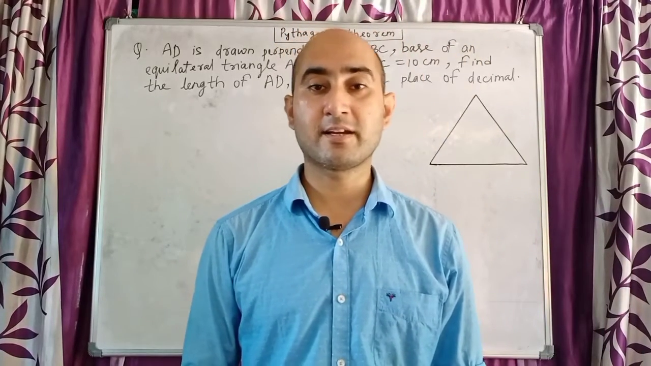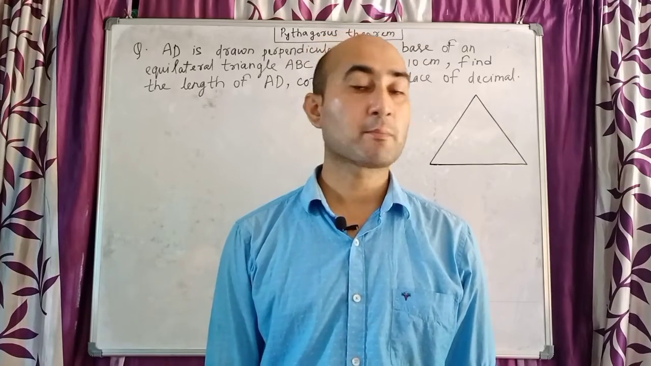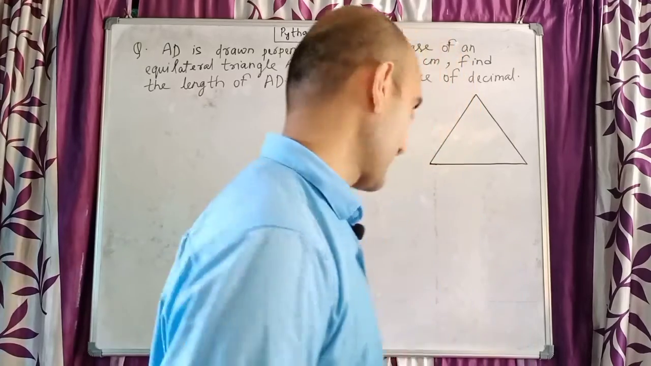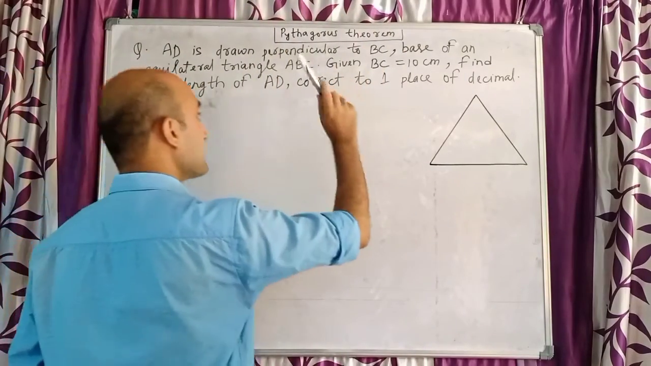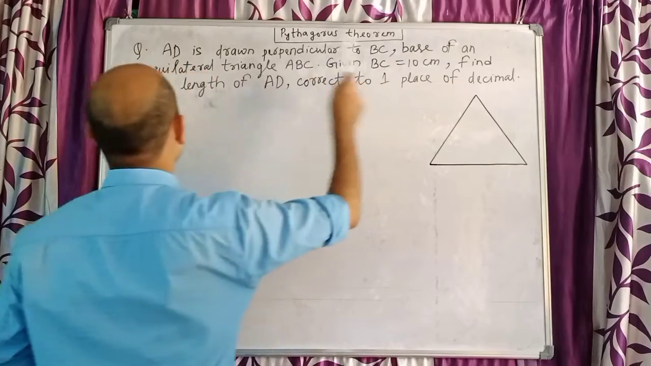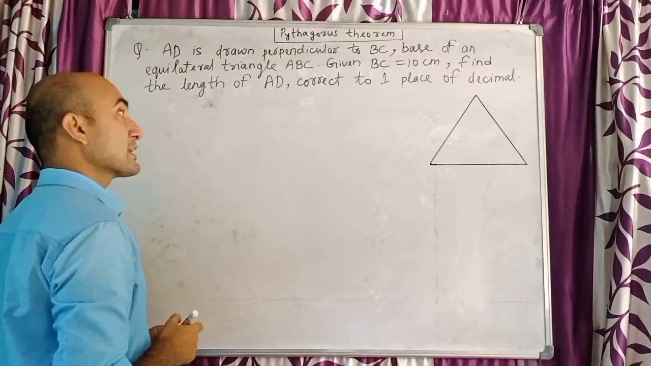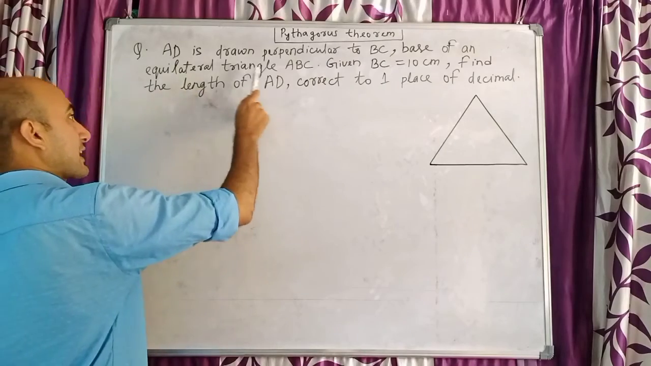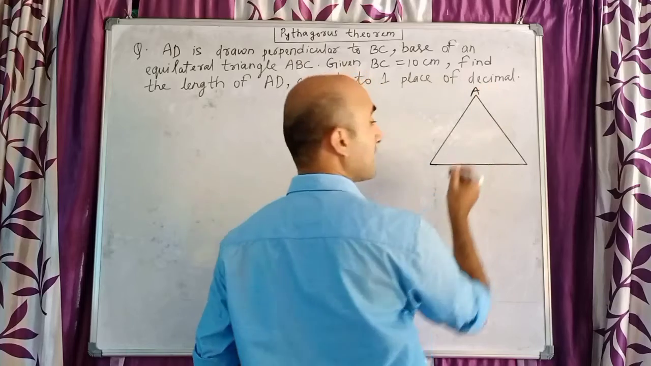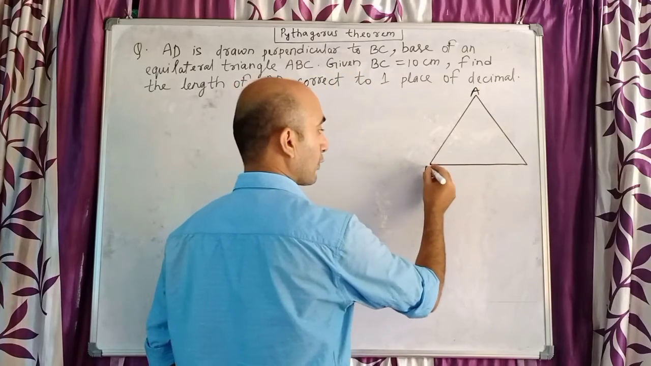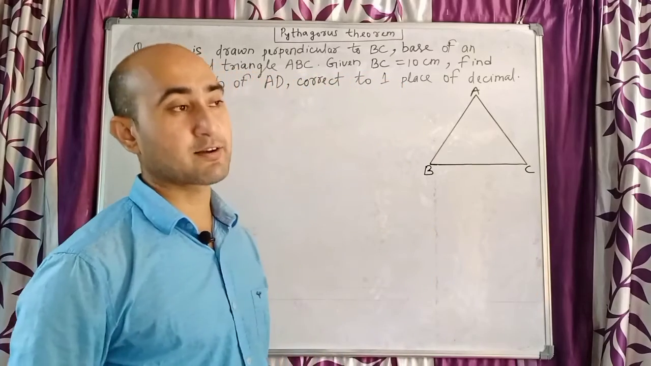Hello class 9 children. So let us begin one more very important question from the chapter Pythagoras theorem. So here I have a question children. My question is: AD is drawn perpendicular to BC, the base of an equilateral triangle ABC. So BC is the base of equilateral triangle ABC. So this is an equilateral triangle. Now equilateral triangle means when all the sides of a triangle are equal, it is an equilateral triangle.